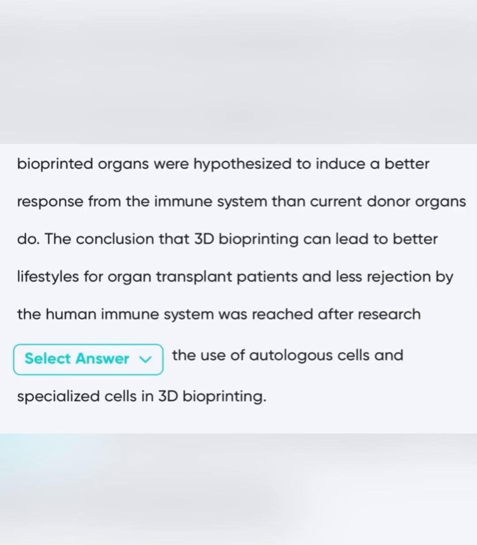Next sentence. The conclusion that 3D bioprinting can lead to better lifestyles for organ transplant patients and less rejection by the human immune system was reached after research dash the use of autologous cells and specialized cells in 3D bioprinting. Means something is done after research did something with the use, right? What the research did something with the use of autologous cells, that we have to find from the options.